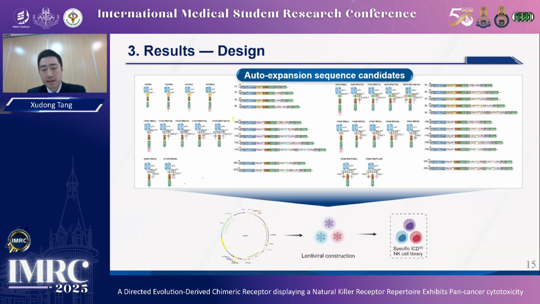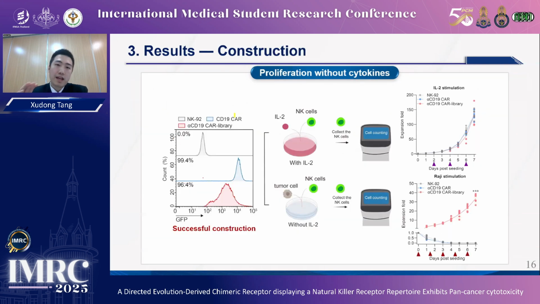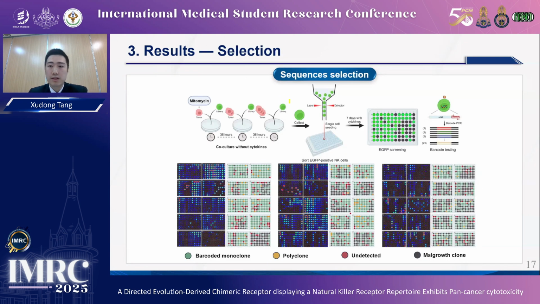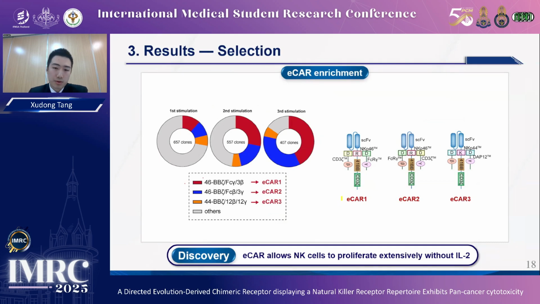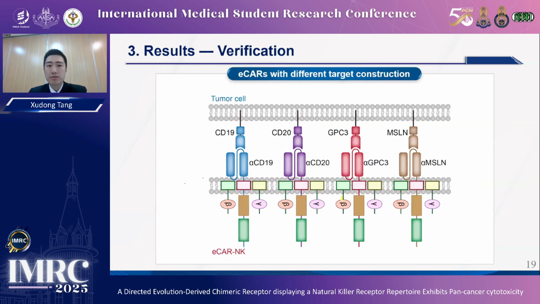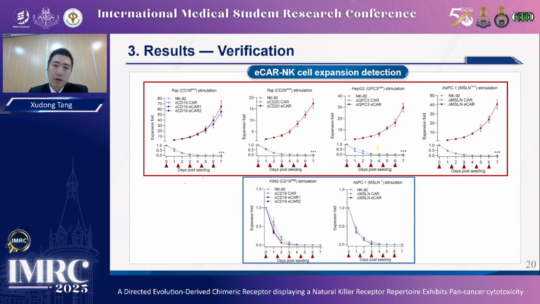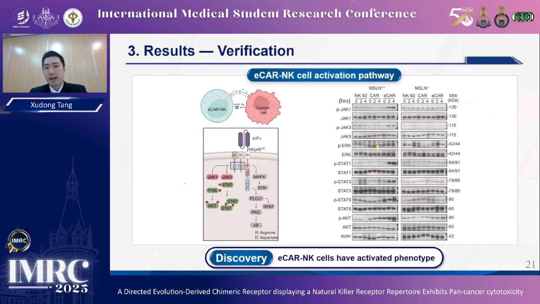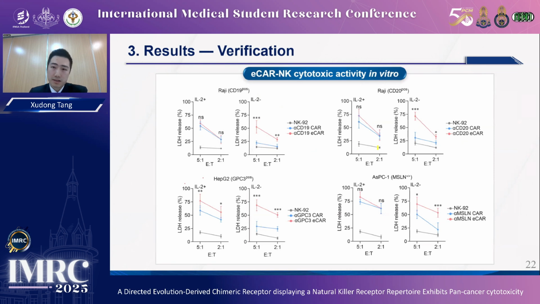First, we successfully established our library, and we found the cells can proliferate even without external cytokines. Then we did the selection and got 3 dominant sequences, which we named ECAR 1, 2, and 3 respectively. We also designed ECARs with different target constructions, including CD19, GPC3, and MSLN. We found these ligands all can exhibit great cell expansion, amazing activation of the JAK-STAT signaling pathway, and great cytotoxic activities in vitro.